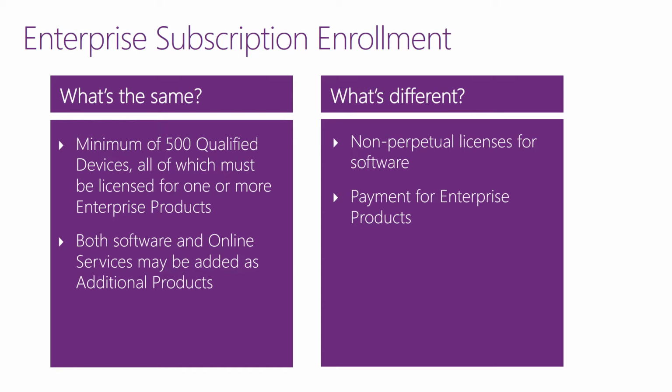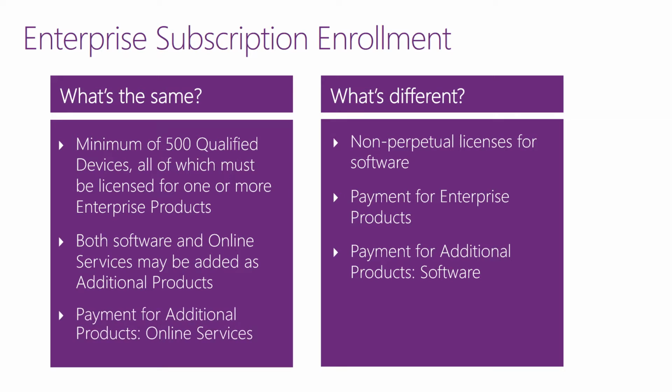Both software and online services may be added as additional products, and we'll see in the coming slides that the payment for additional products such as SQL Server is different, but the payment for online services that are additional products is the same. So a couple of new things that we need to cover, and let's start with how the enterprise products work.